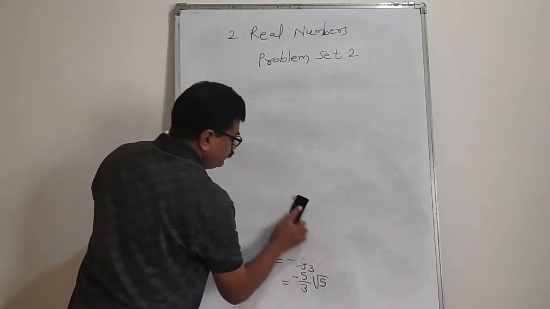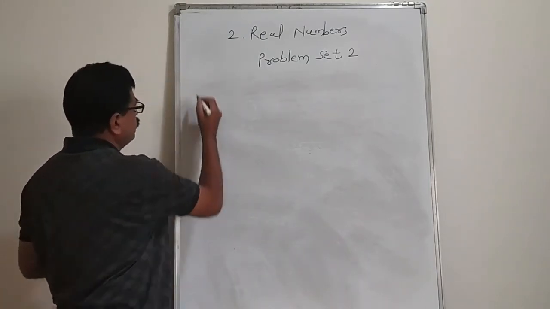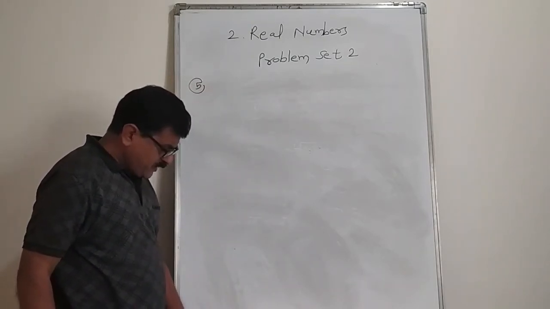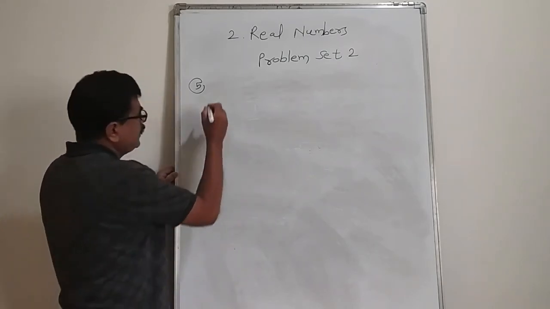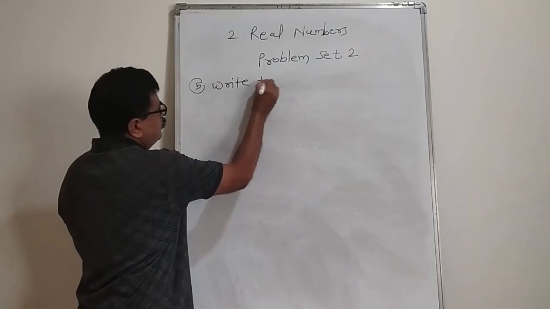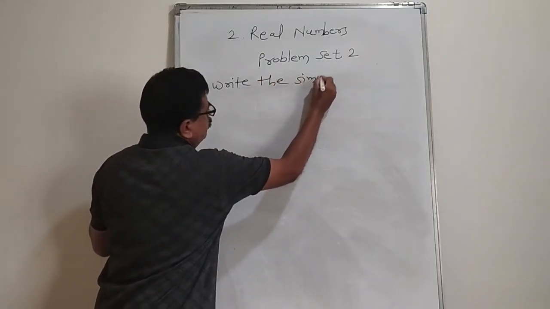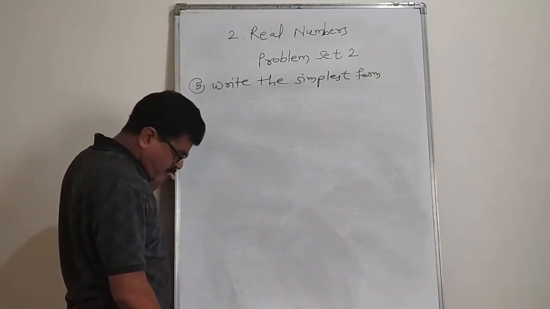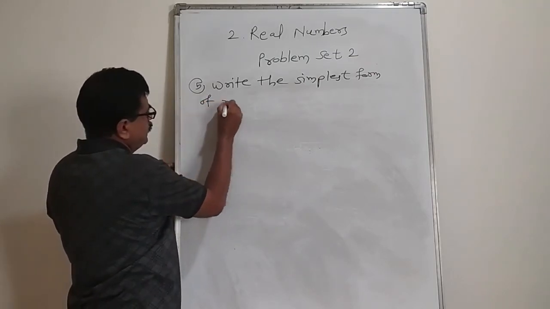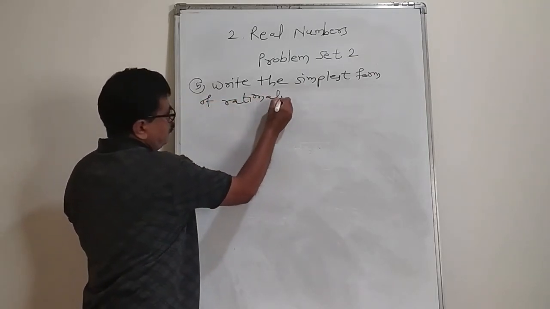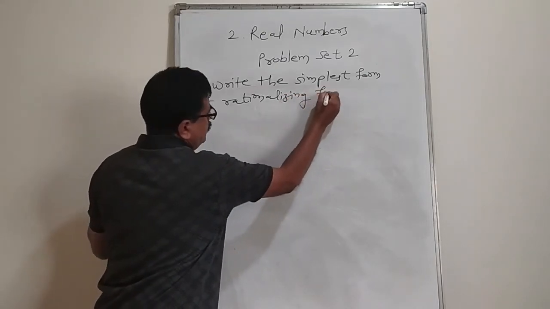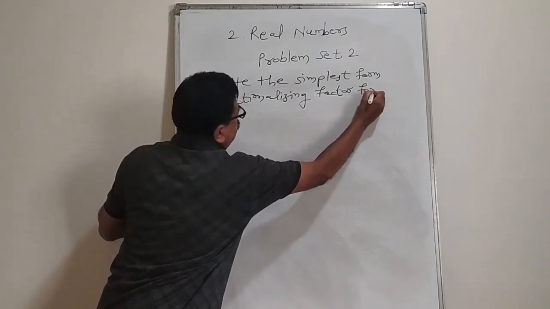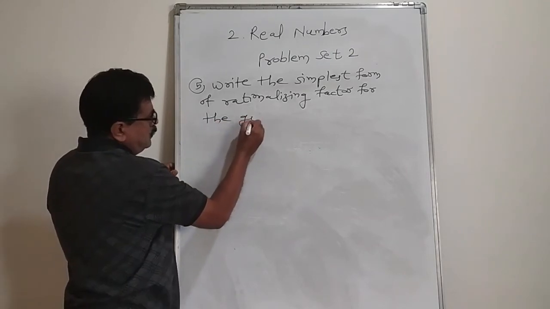Question number 5. Write the simplest form of rationalizing factor for the given surds.